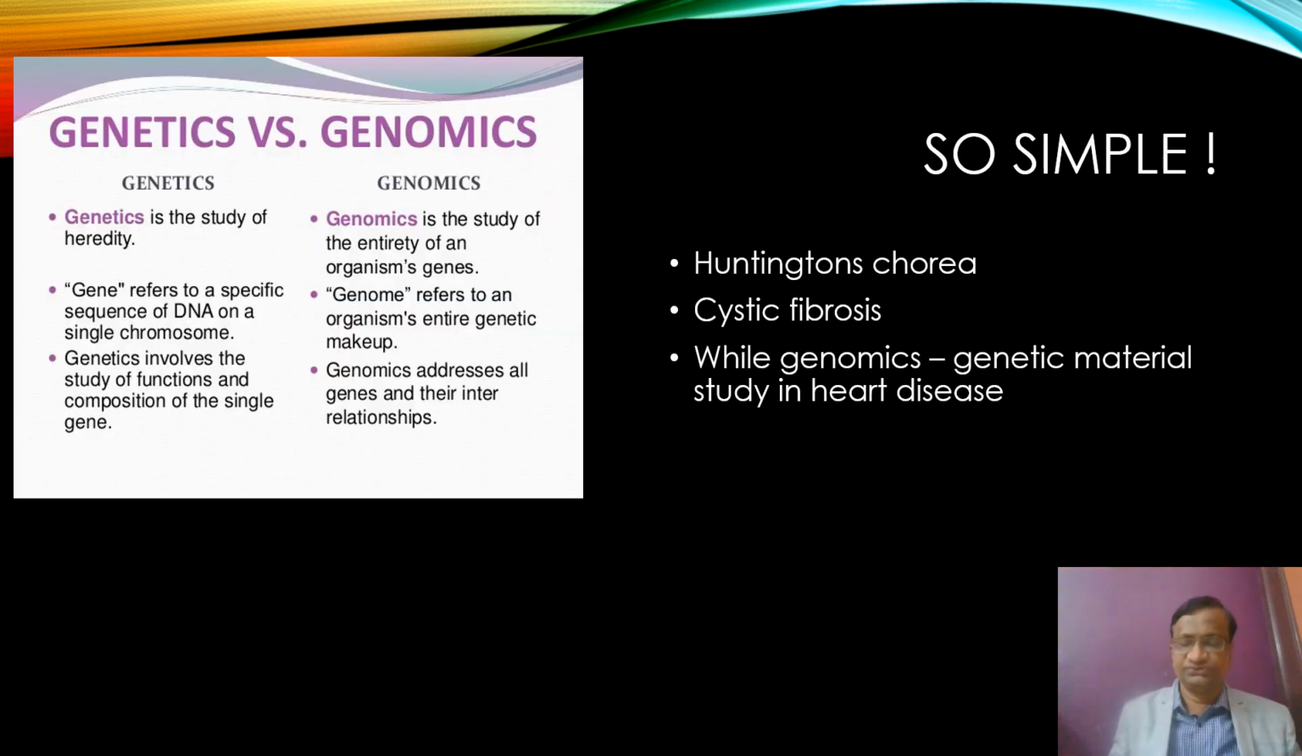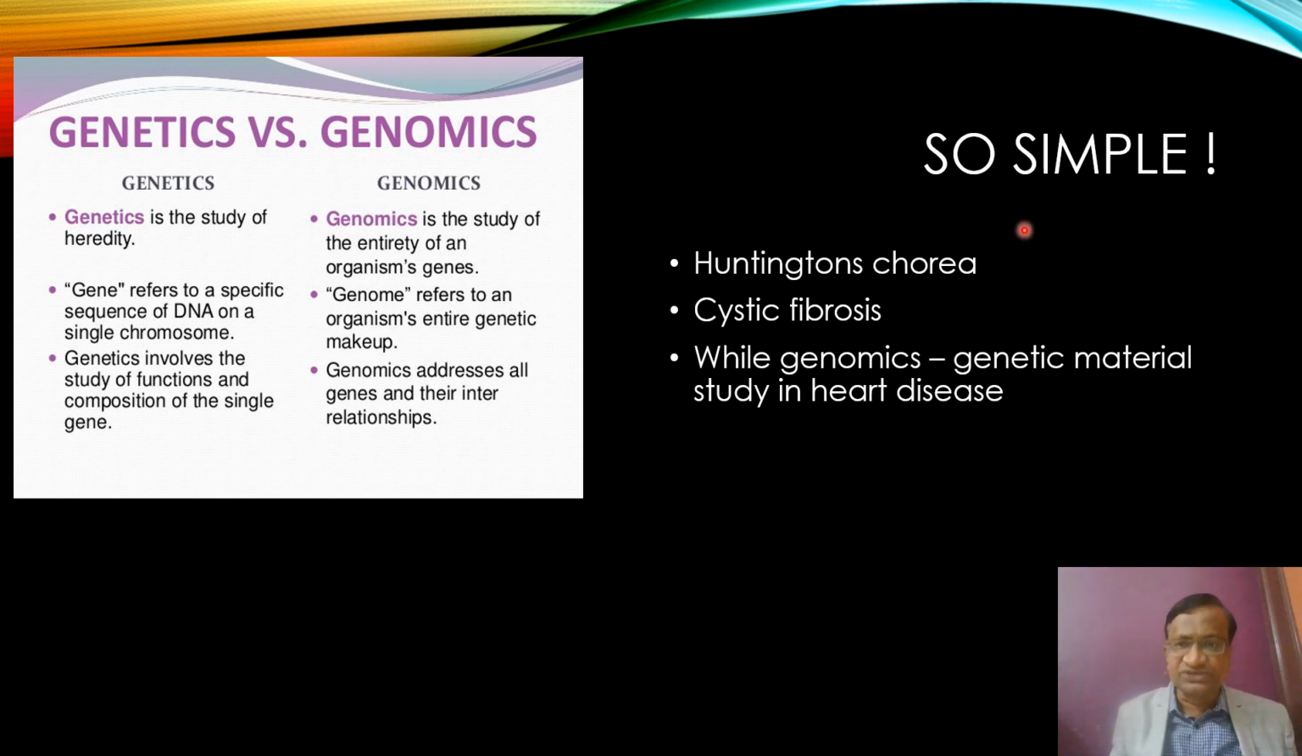Somebody will be confused: what is genetics and what is genomics? Genetics is the study of heredity. It is the specific structure of the DNA of a single chromosome. One chromosome, one DNA. What is the sequence? Has it changed? That is genetics. Genomics is all the 23 pairs of chromosomes, how their DNA is there. That is the genetic material completely. The study is called genomics.